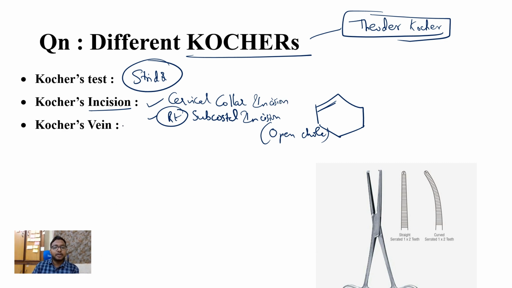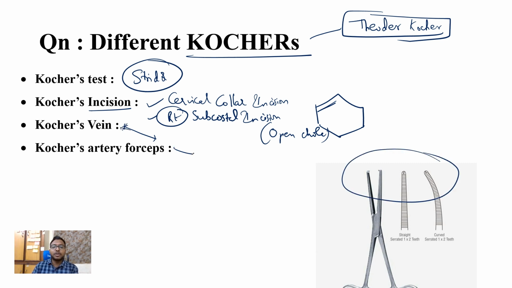Next is Kocher's vein. Very rarely you can have this. In a few individuals you can have this Kocher's vein. I'll show you the picture. It will drain into the internal jugular vein. Another one is Kocher's artery forceps. It is mainly useful to hold tough structures, and it has a lock here. You can observe it here. It is a long artery forceps.